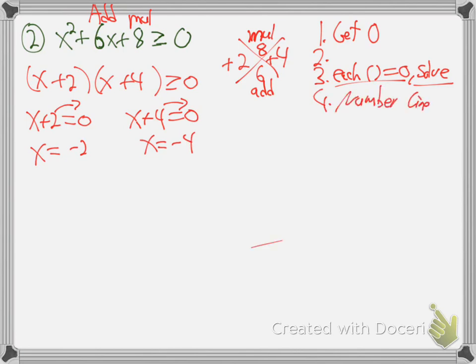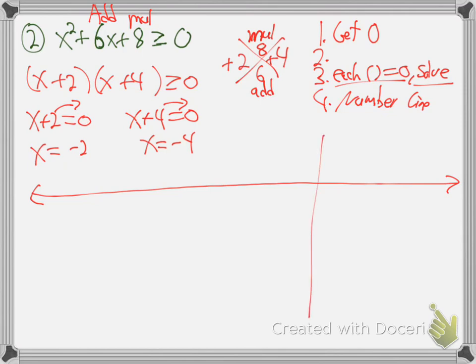Step 4, number line. So we go to the number line. I'm going to put those two numbers on the number line. So here's -2. And here's -4. Breaks it into 3 sections. And what are we going to do? We're going to check each section. But let's make life easy. Let's just check one section. And then we know the others are going to switch back and forth. True, false, right?